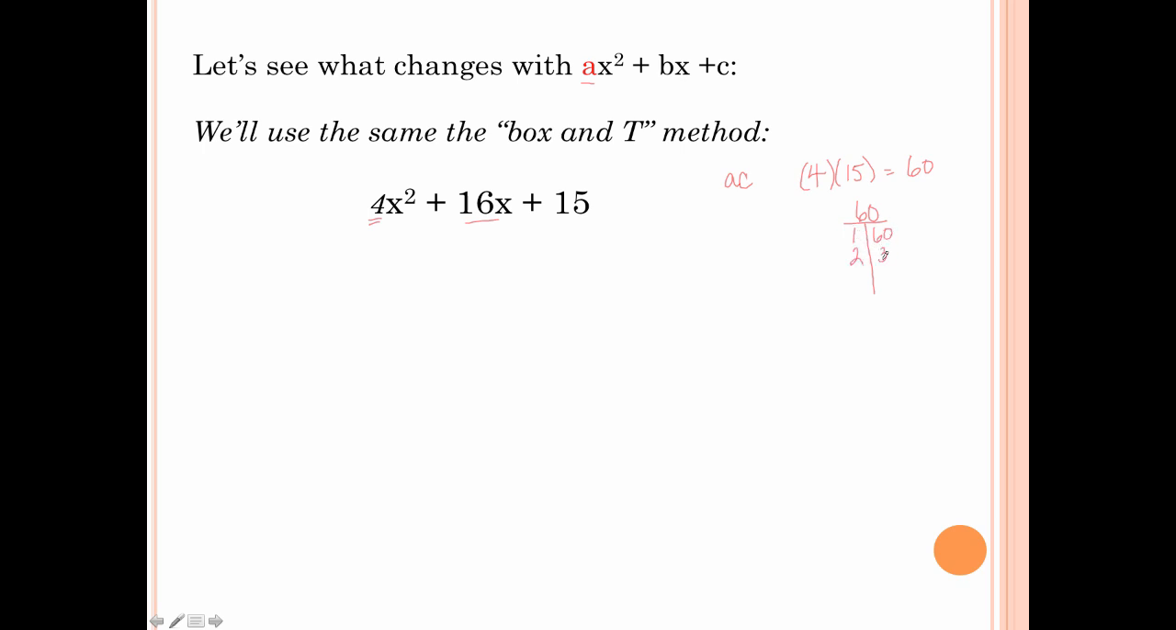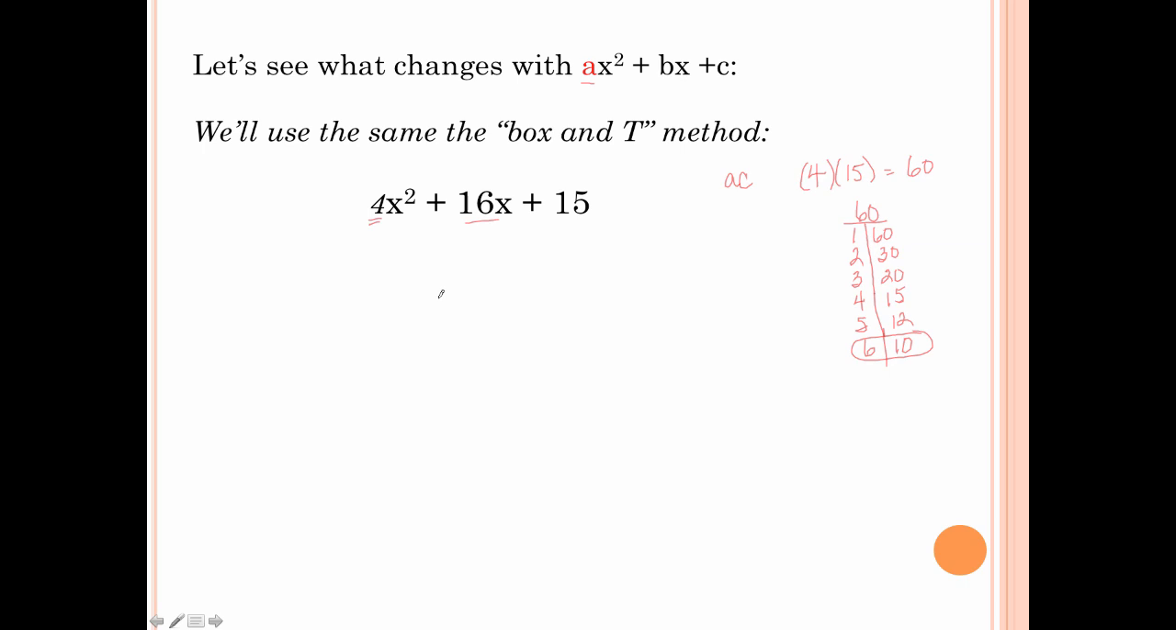2 and 30, those would be 32. 3 and 20, 23 is not going to work. 4 and 15, I'm getting closer. 5 and 12. 6 and 10. Well, if I look here, 6 and 10 will add to give me my middle term, my b term, 16. So we're going to do this with the box method.